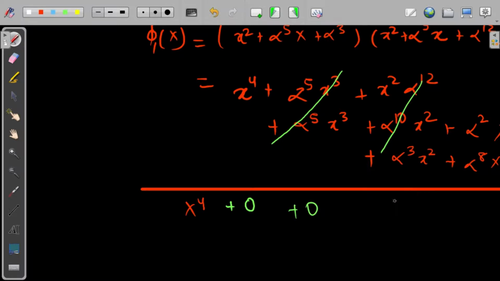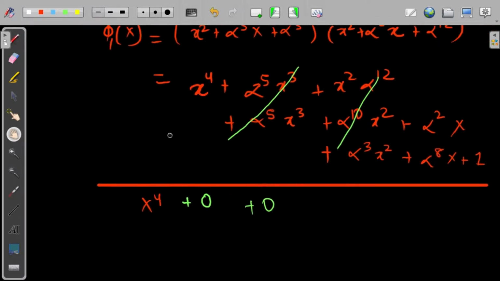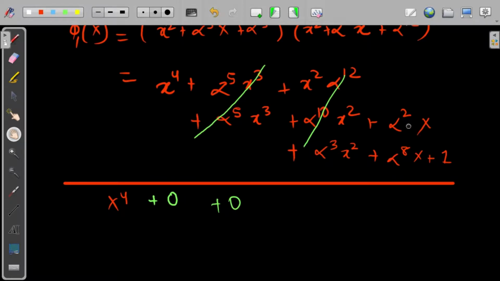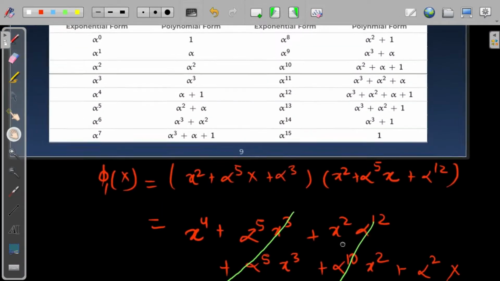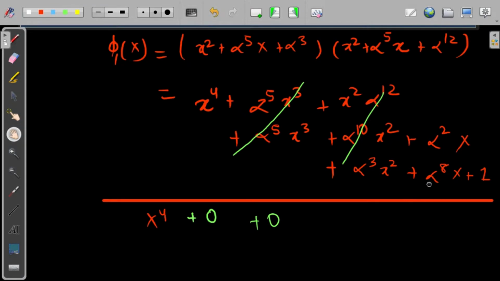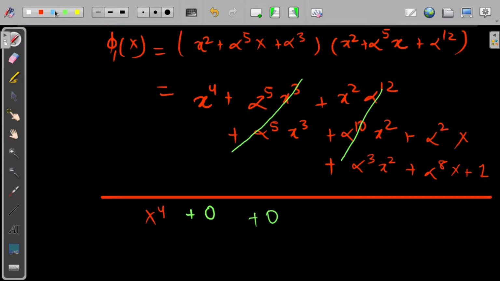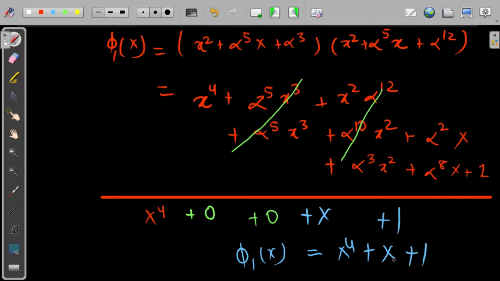And here in this case, you will be having alpha square and alpha to the power 8, and alpha to the power 8 is actually equal to alpha square plus 1. So this is alpha square plus alpha square plus 1. So we will have 1 times x. So this will result in x, and then 1 is going to be there. So the minimal polynomial phi 1 of x with respect to this is actually equal to x to the power 4 plus x plus 1. Okay.